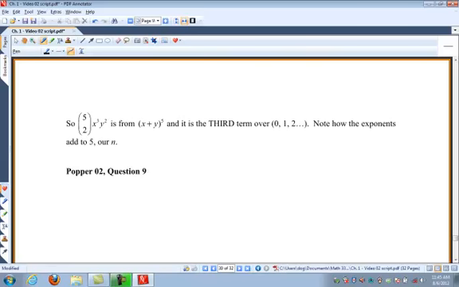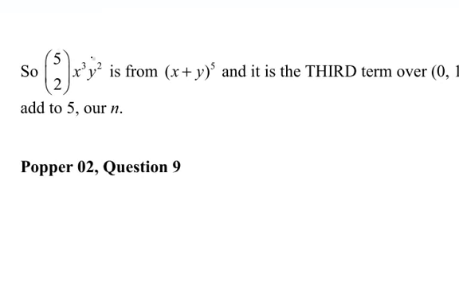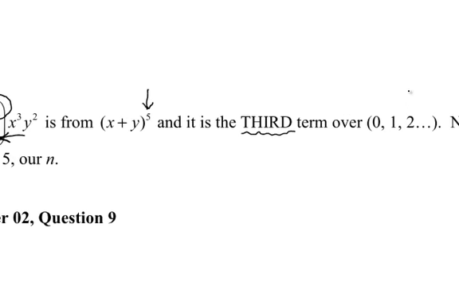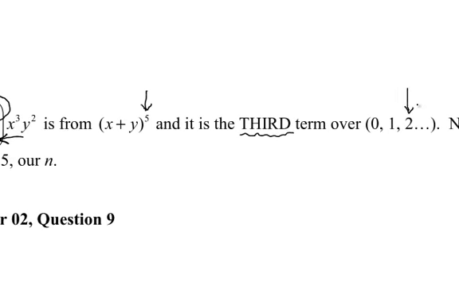So if you have C(5,2) x^3 y^2, you know it's from (x + y)^5, and it's the third term over because you start your count with 0. 0, 1, 2, term number 3. And then a reminder, note how the exponents add to 5, or n.